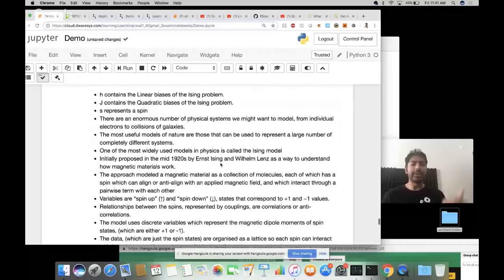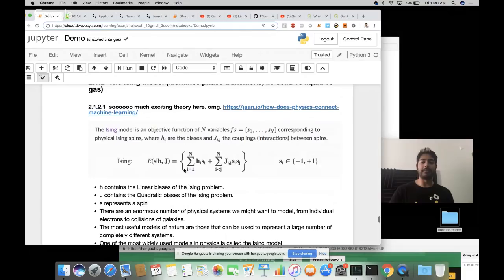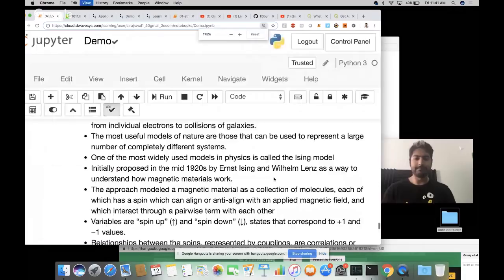Now it's time to actually look at what we're doing here. So this is called the Ising model. The Ising model identifies phase transitions. So in physics, something is either a solid, a liquid, or a gas. And how do we identify the transition from one phase, like a solid to a liquid, or a liquid to a gas, et cetera? The Ising model represents this as an objective function that we see right here. That's what the Ising model does.